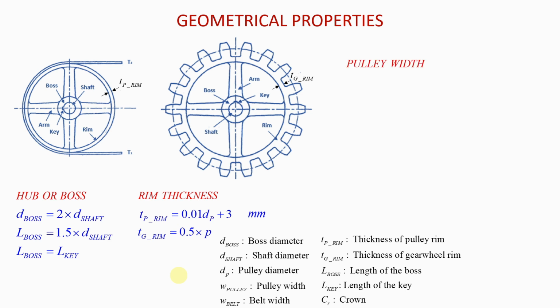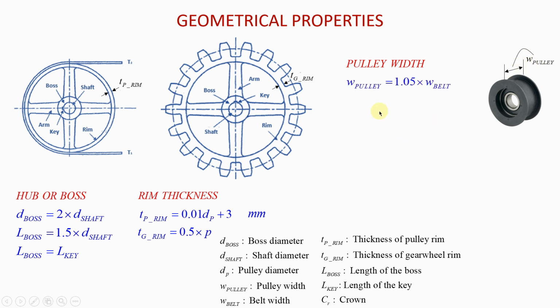And then we can speak about the pulley's width. If this is our pulley, okay, that distance there, that is what we refer to as the pulley's width, and I will use the label W pulley to say pulley's width, okay? And the equation for that is that the pulley's width is equal to 1.05 multiplied by the belt's width, okay. W belt is the belt width, okay, very, very important.